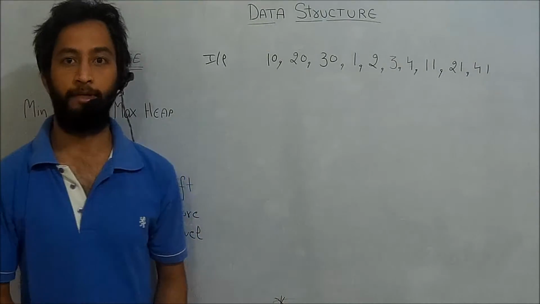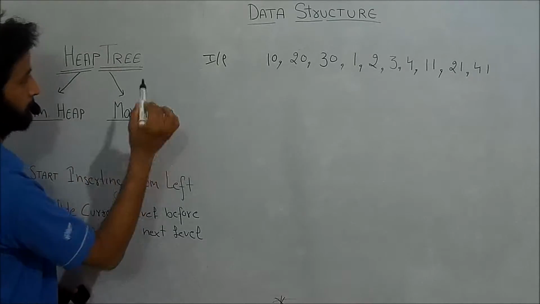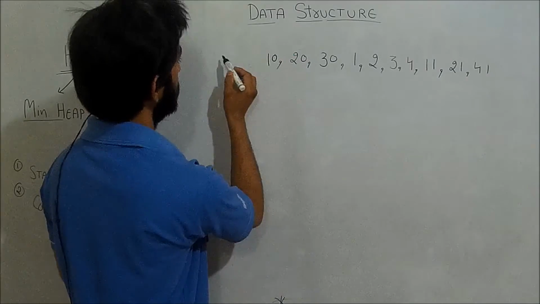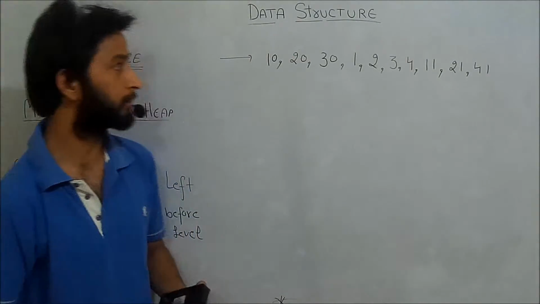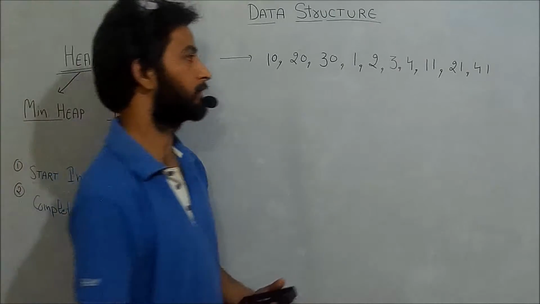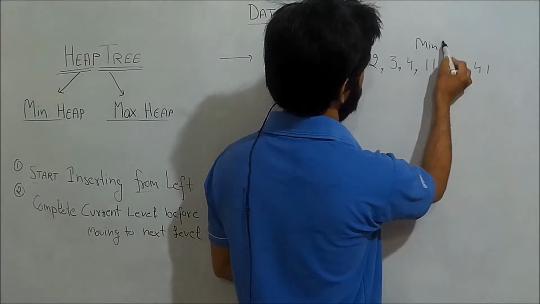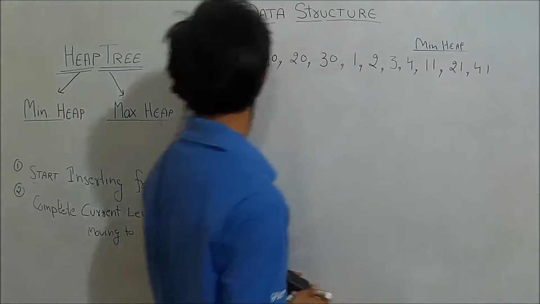So let us understand min heap and max heap with few examples. Okay. So here the input string that I have has elements 10, 20, 30, 1, 2, 3, 4, 11, 21 and 41. So I will have to construct the min heap for these elements.